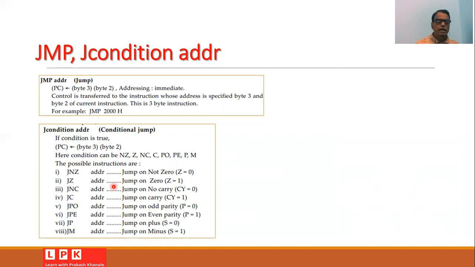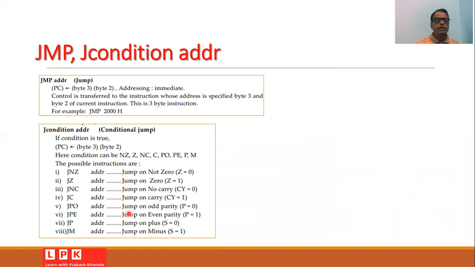Jump if 0, JZ address, jump on 0, that is the value of the zero flag must be set to 1. Jump if no carry, that is the value of the carry flag is equal to 0. Jump if carry, that is if the carry flag is equal to 1, then the jump will take place to the address specified in the instruction.